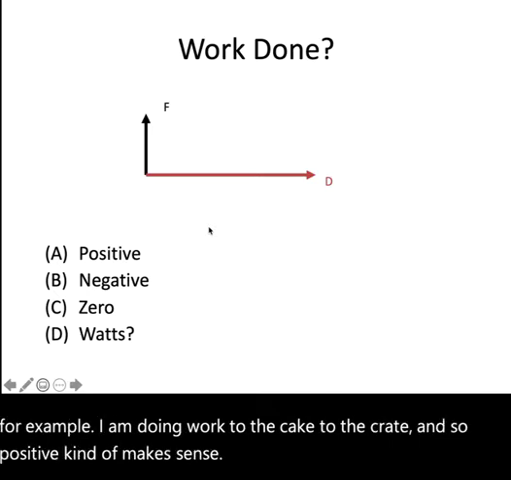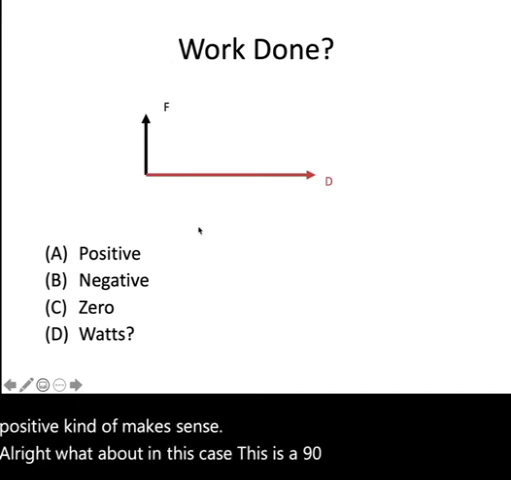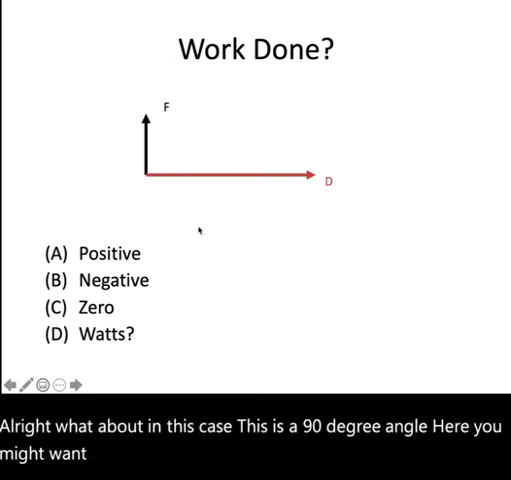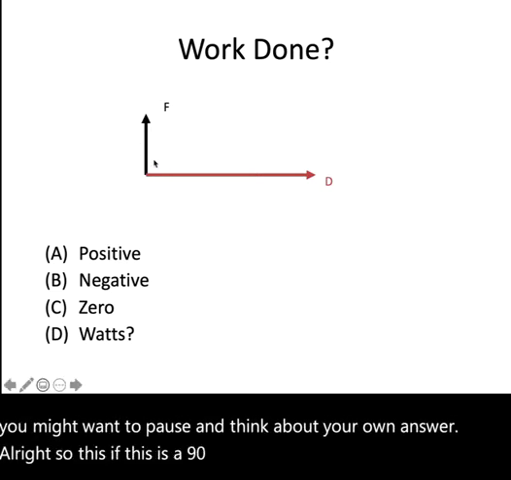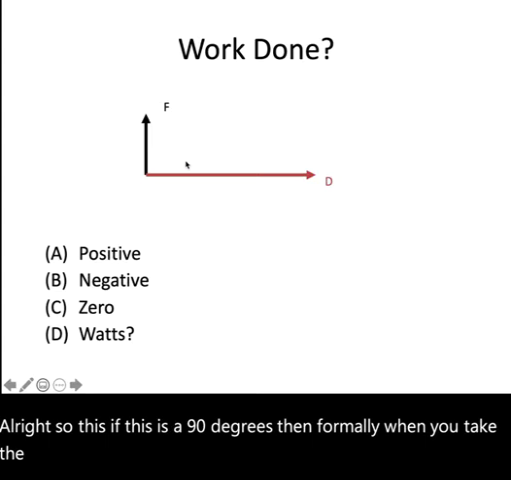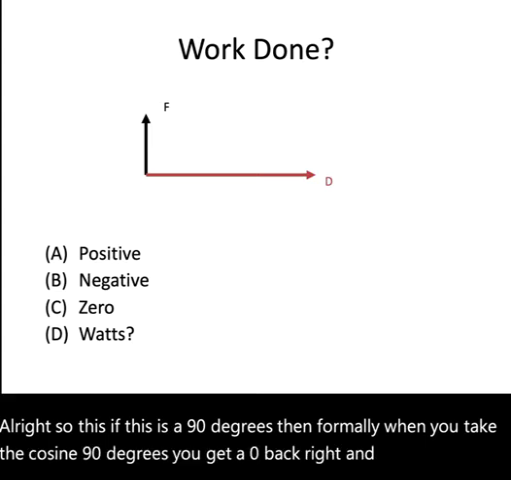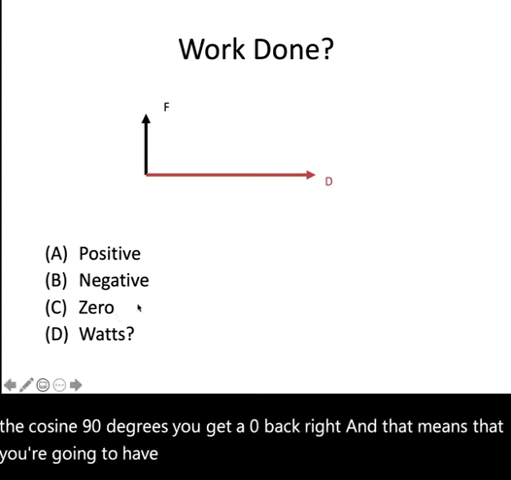All right, what about in this case? This is a 90-degree angle here. You might want to pause and think about your own answer. All right, so if this is 90 degrees, then formally when you take the cosine of 90 degrees, you get a 0 back, right? And that means that you're going to have no work done, letter C.